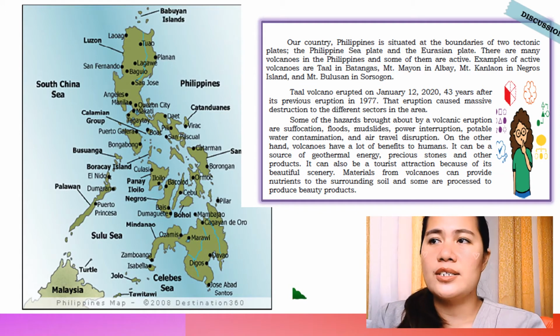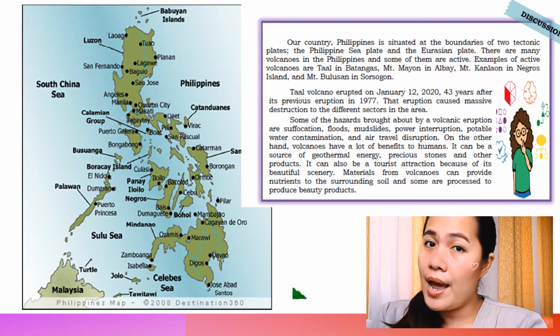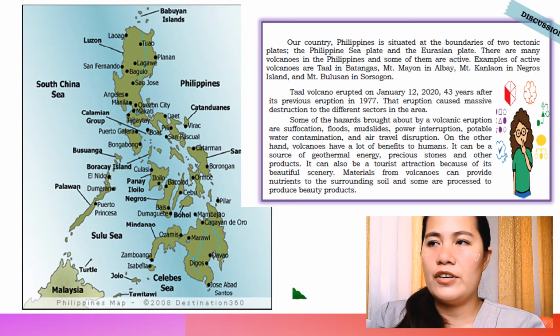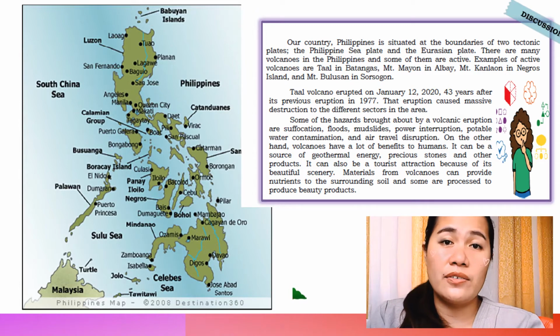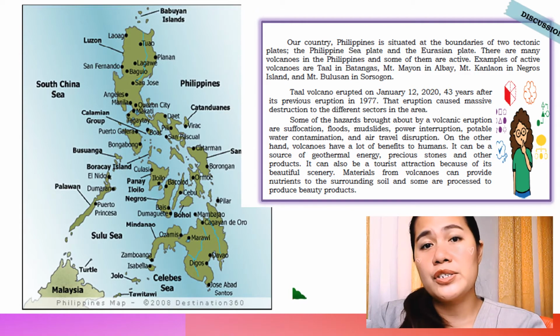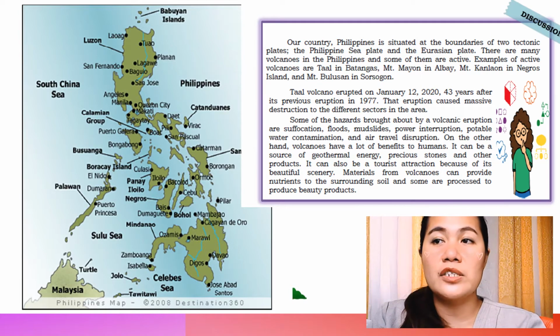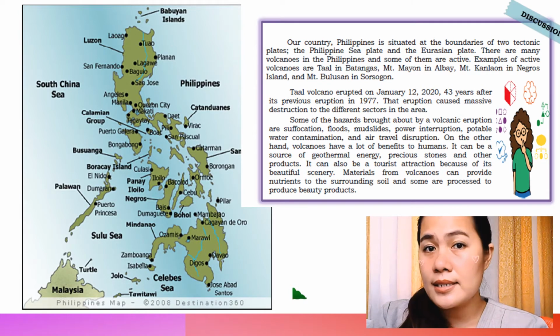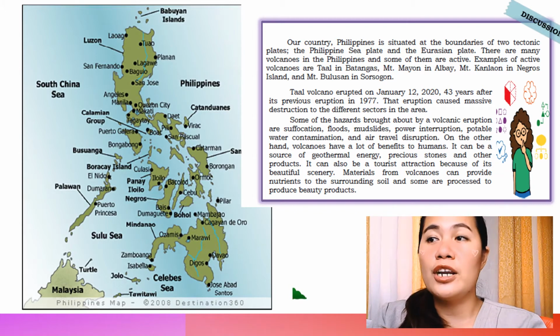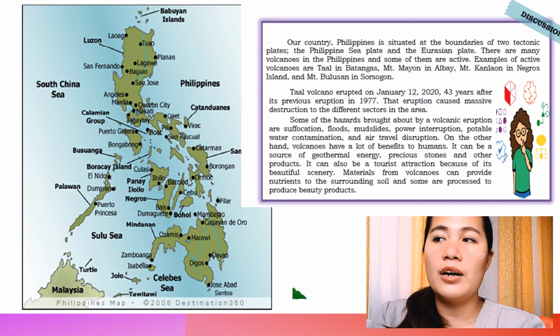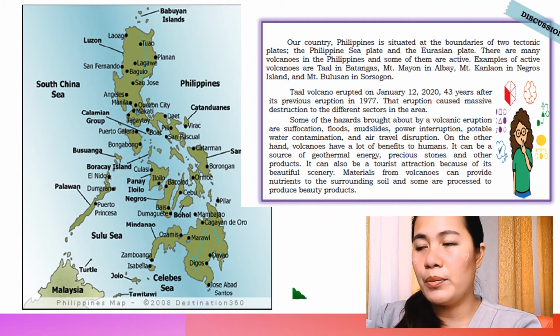Some of the hazards brought about by a volcanic eruption include suffocation, flood, mudslide, power interruption, potable water contamination, and air travel disruption. On the other hand, volcanoes give a lot of benefits to humans. It can be a source of geothermal energy, it produces precious stones and other products. It can also be a tourist attraction because of its beautiful scenery. Materials from volcanoes can also provide nutrients to the surrounding soil, and some are processed to produce beauty products.